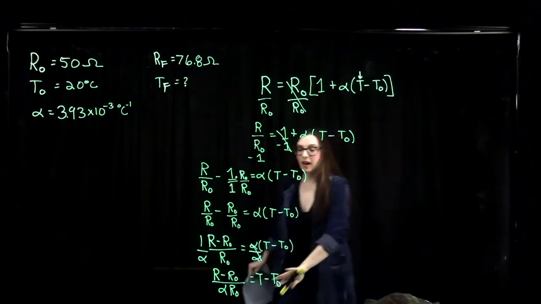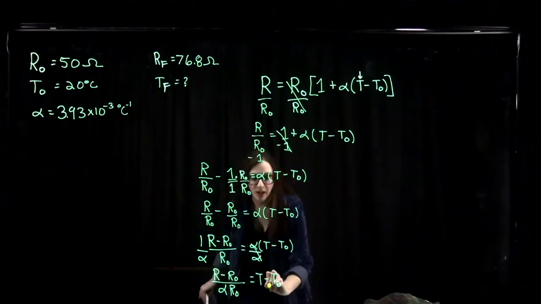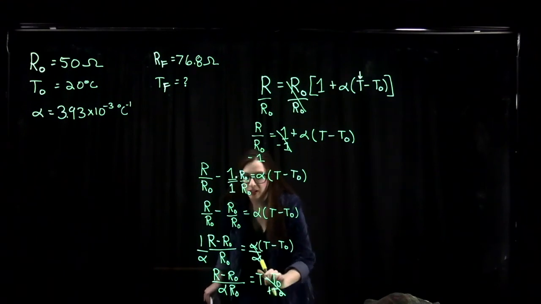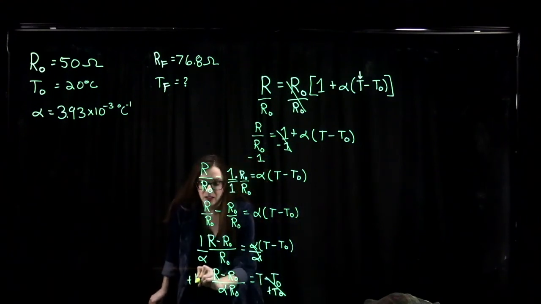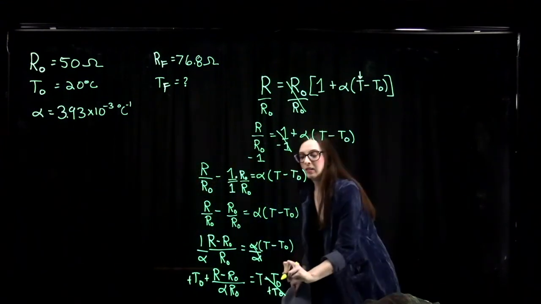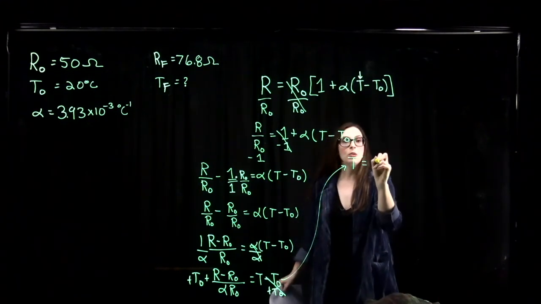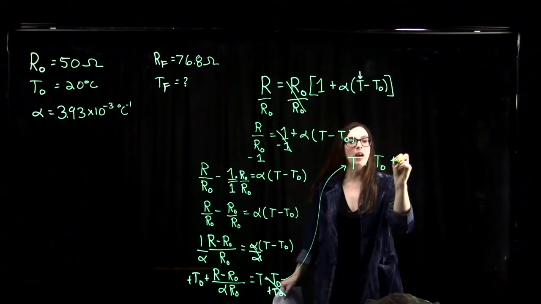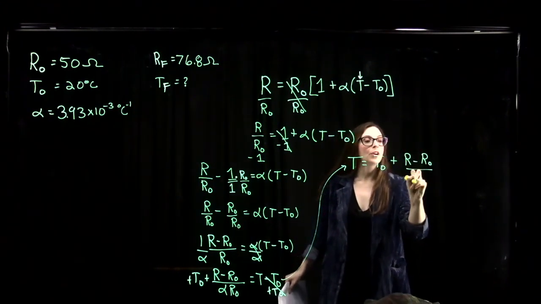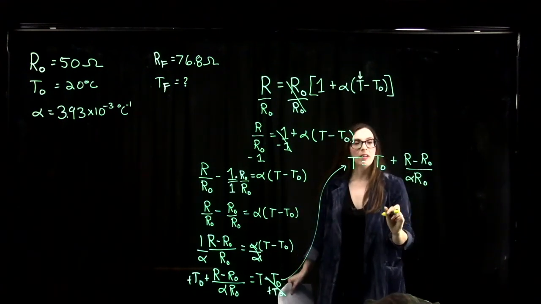Now I just have to add T naught to both sides. Now I'm running out of room here. It gets rid of it over here. Add T naught over here. So then we find, I'm going to write this line up here, the final temperature is equal to our initial temperature plus R minus R naught all over R naught. Oh, times my alpha. I've got to put my alpha there too.